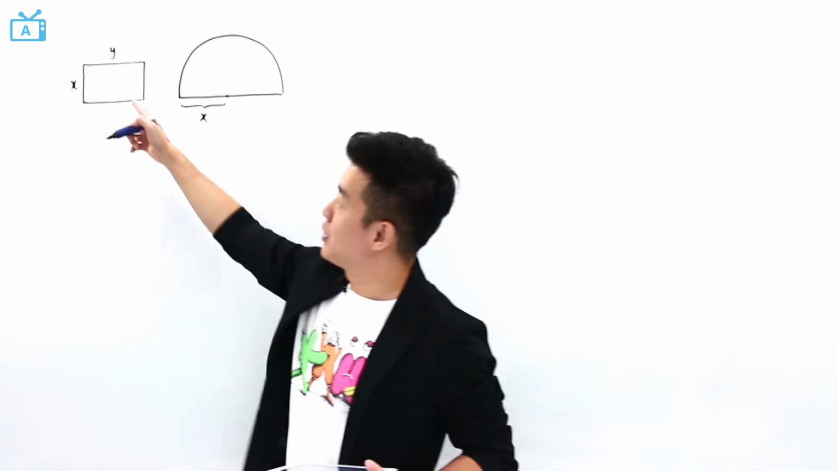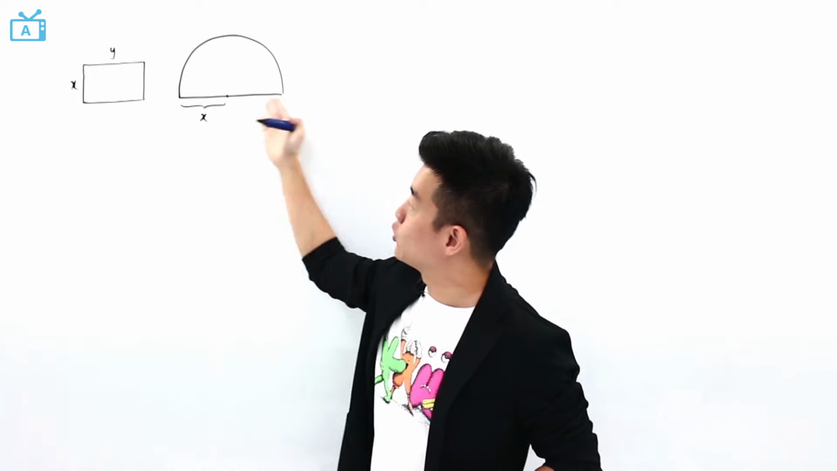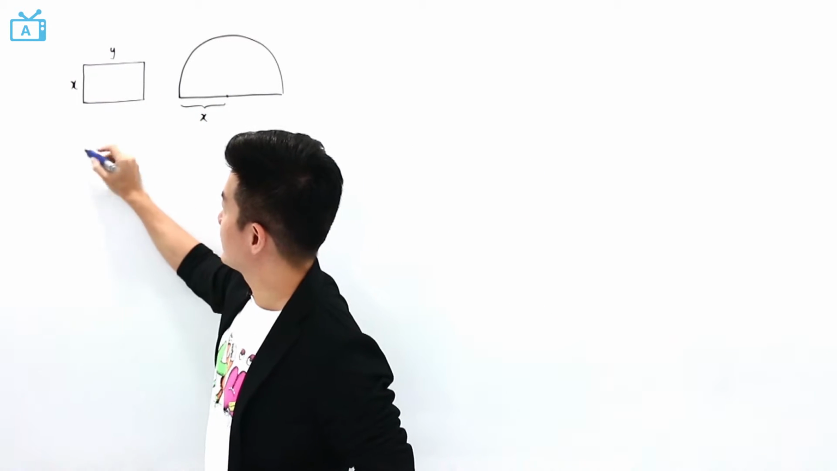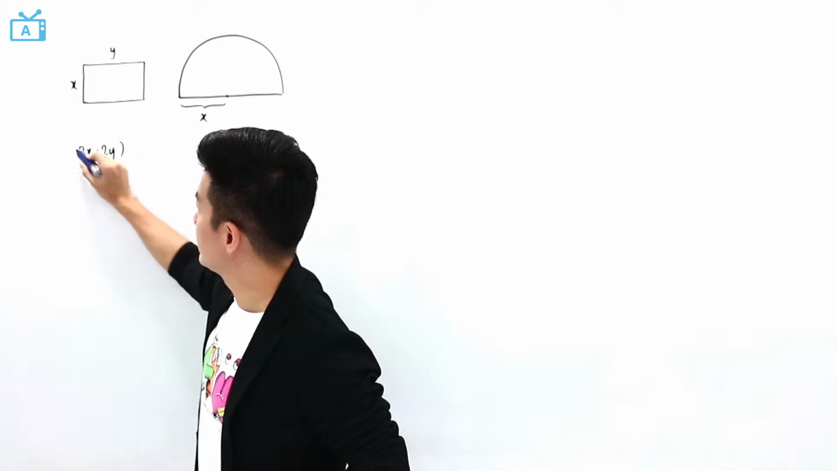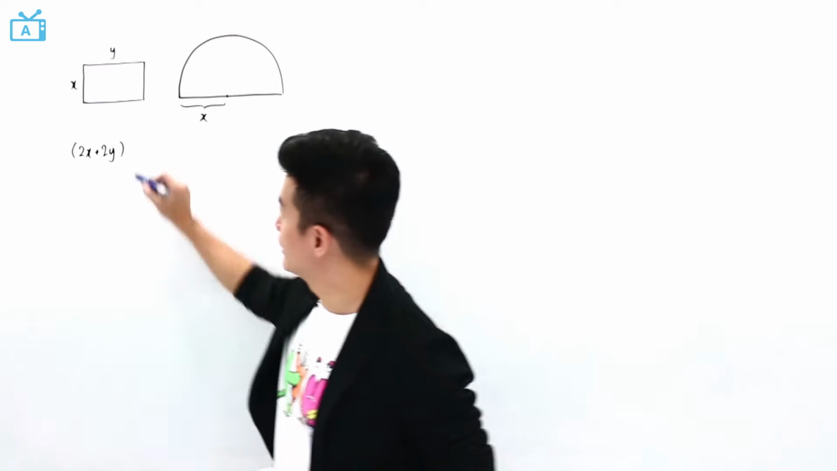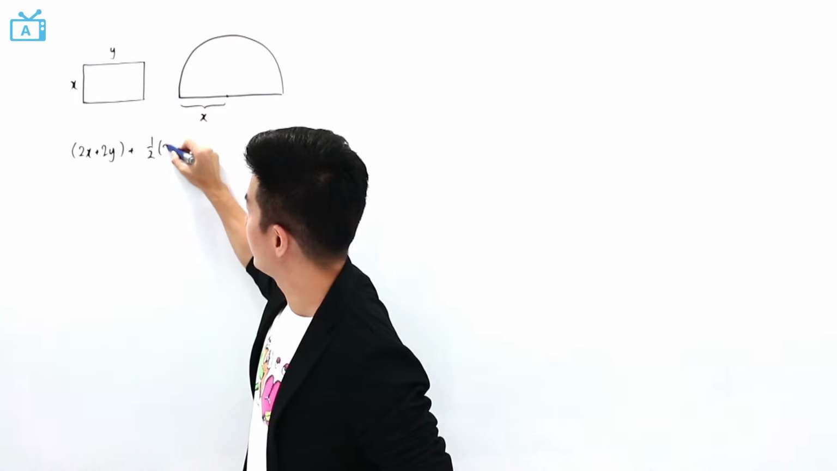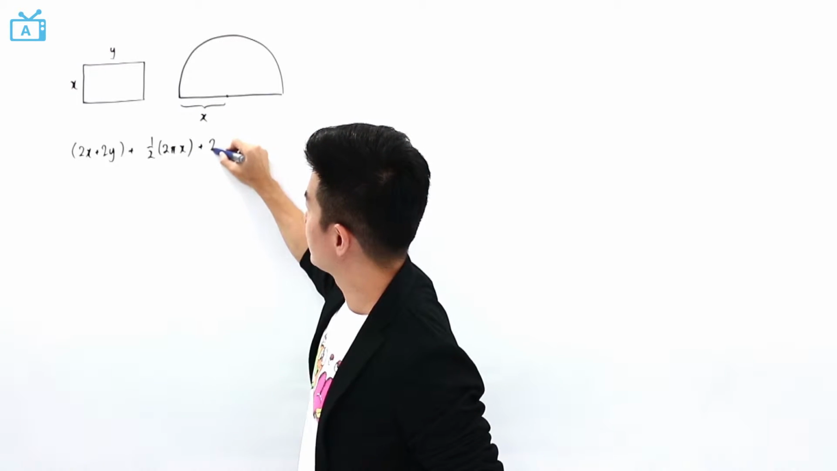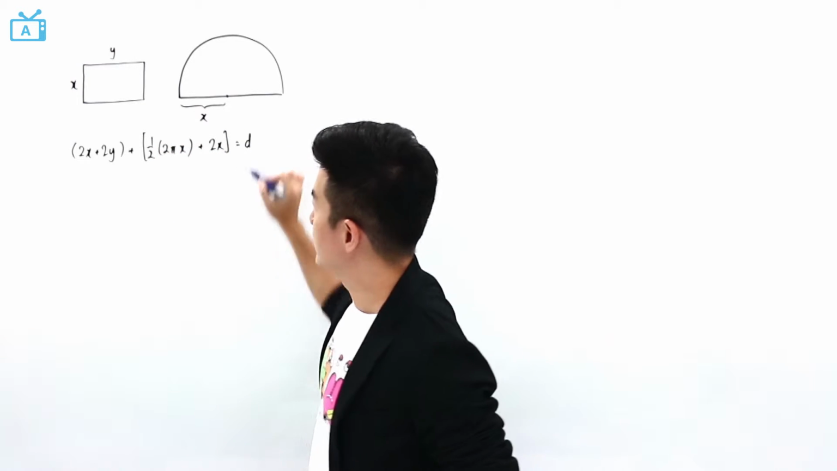If I were to add up the perimeter of this rectangle and the perimeter of the semicircle here, including the diameter, it is going to give me d. Which means that x and x, 2x, plus y and y, 2y, this is going to be the perimeter of the rectangle, plus the semicircle's circumference, which is half of 2 pi r, so half of 2 pi x, plus the diameter, which is x plus x, so it is 2x. This is equal to d.